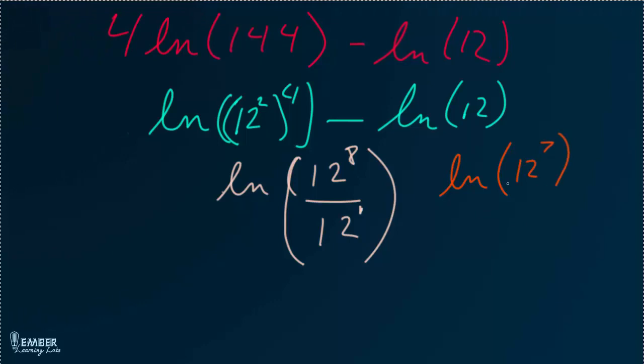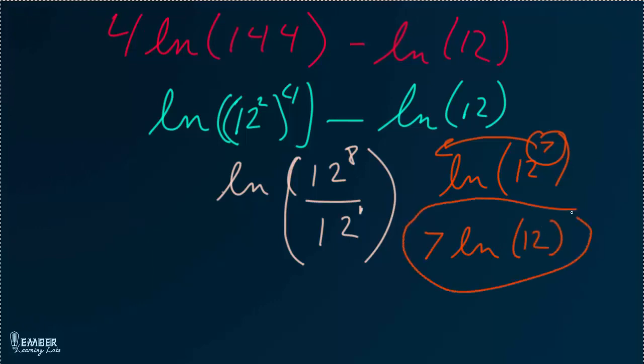Now, a lot of times you'll see this cleaned up one step further by putting this guy back out front. So our final answer on this problem is going to be 7 times the natural log of 12. That's all she wrote. If you want a decimal approximation, you could plug that in on the calculator and see what happens. But that is a good enough answer.